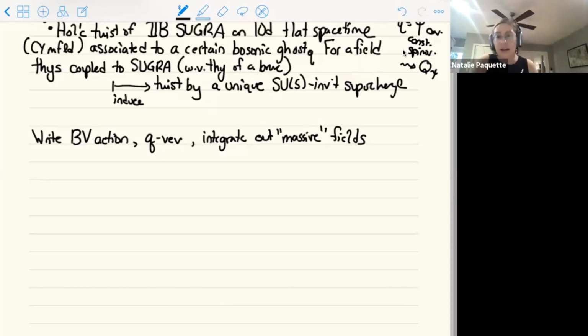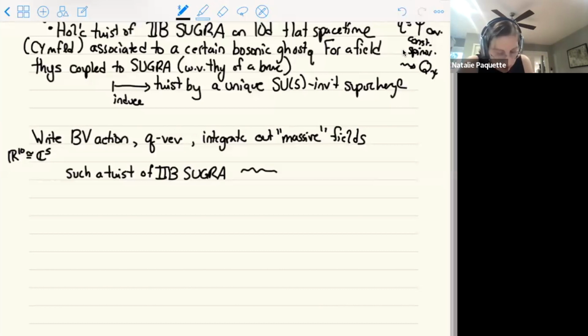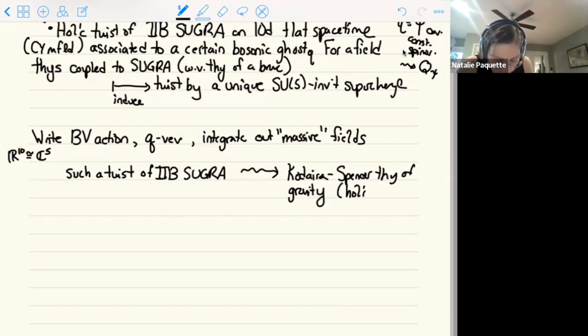Of course, doing this in full generality and in particular on more general backgrounds is very hard. Although again, in flat space, we do have partial proofs of this to some extent. In general, supergravity off-shell stuff is hard to do in full generality, but at least in flat space and with a bit of hard work and some examples, such a twist of type 2B supergravity reduces to an action, which is called the Kodaira-Spencer theory of gravity. This is like a holomorphic analog of a gravitational theory. You can even derive terms in the action of Kodaira-Spencer theory from this procedure that I just mentioned.